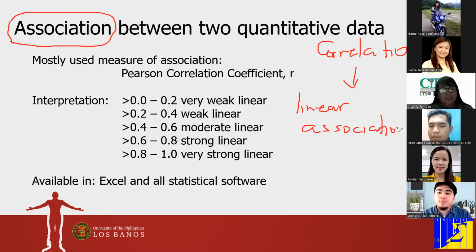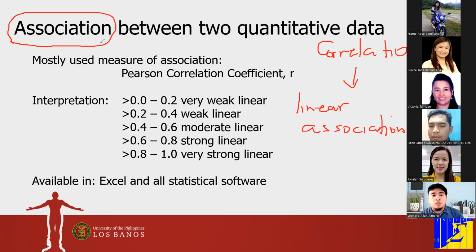So I hope clear po ito because pag sinabi po nating association, it's not necessarily linear. It could be quadratic, it could be cubic. Marami pong form ng function ng association. Okay? Ang commonly known po sa ating sa nakararami ay correlation. Okay? Ang correlation po ay linear association.